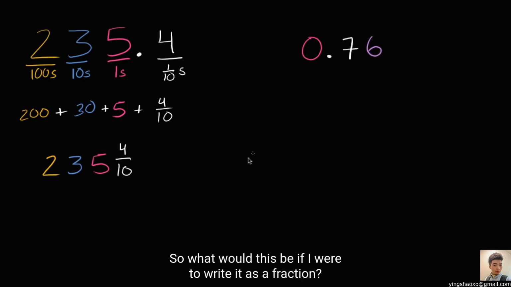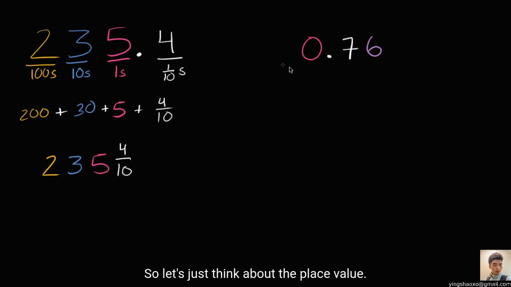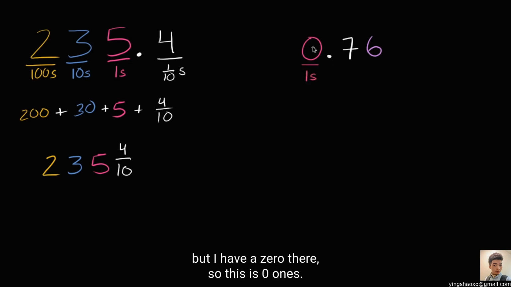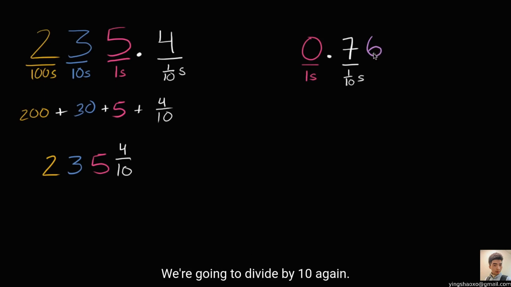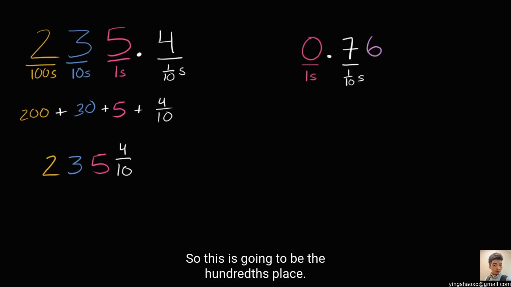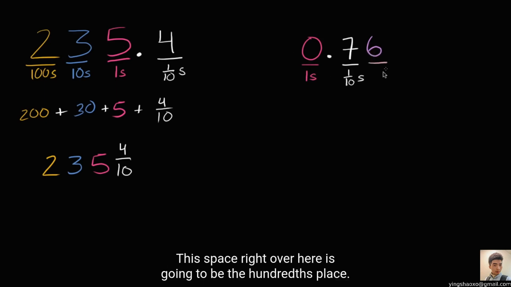0.76. So what would this be if I were to write it as a fraction? Let's just think about the place value. We have our decimal point. To the left of the decimal point is the ones place, but I have a 0 there, so this is 0 ones. Now I have 7 tenths, so this is the tenths place. And then this place to the right of that, we're going to divide by 10 again, so this is going to be the hundredths place.